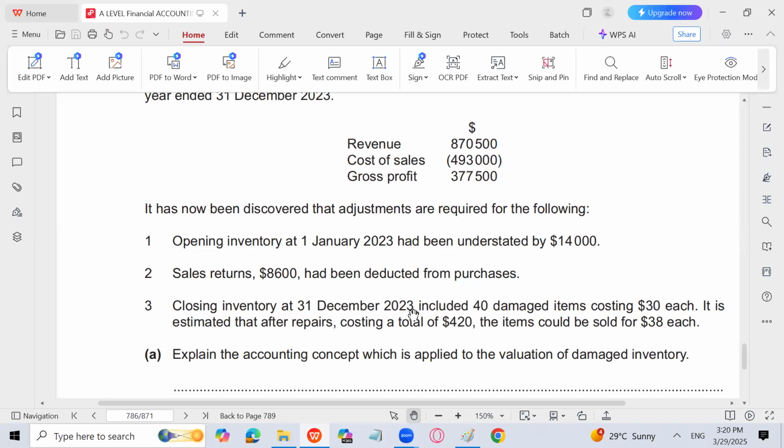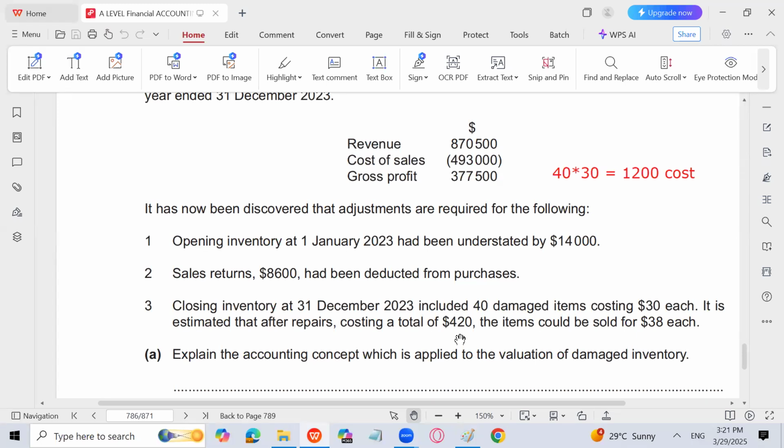Closing inventory at 31st December included 40 damaged items costing 30 each. It is estimated that after repair costing a total of 420, the item could be sold for 38 each. So let's calculate that. The cost was the closing inventory which includes 40 damaged items, and each damaged item cost is 30. So the amount is going to be 1200. That is the cost. Now let's calculate the NRV. The NRV is going to be market value minus cost to sell.